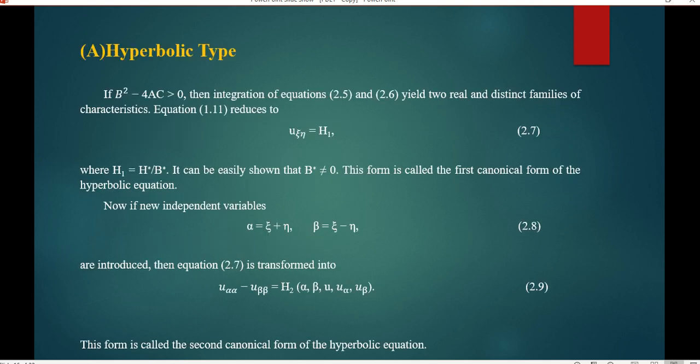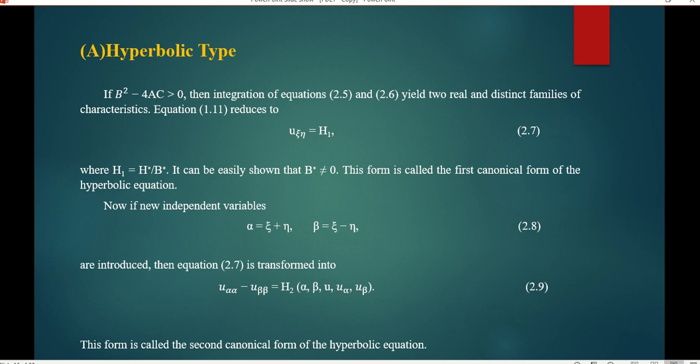So next we see about a particular case, that is the hyperbolic type. Here b square minus 4ac, the discriminant, must be greater than 0. Then the integrals of the characteristic equations yield two real and distinct families of characteristics, and so the original equation is reduced to u psi eta equal to h1, where h1 equal to h star by b star, and we know that b star is always not equal to 0 here. This form is called the first canonical form of the hyperbolic equation.